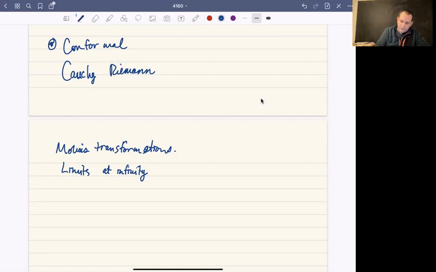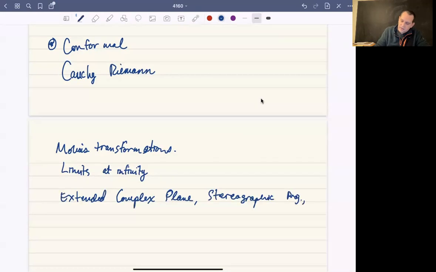And then after we talked about infinity, we talked about the extended complex plane. And with that came stereographic projection. So the extended complex plane, but also stereographic projection. And the extended complex plane via stereographic projection can be put into one-to-one correspondence with a sphere. That sphere endowed with the usual stereographic projection is called the Riemann sphere. So in that context, that's called the Riemann sphere.